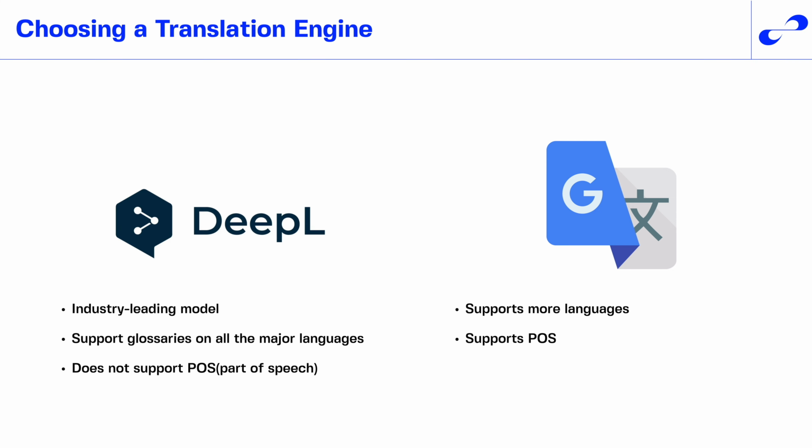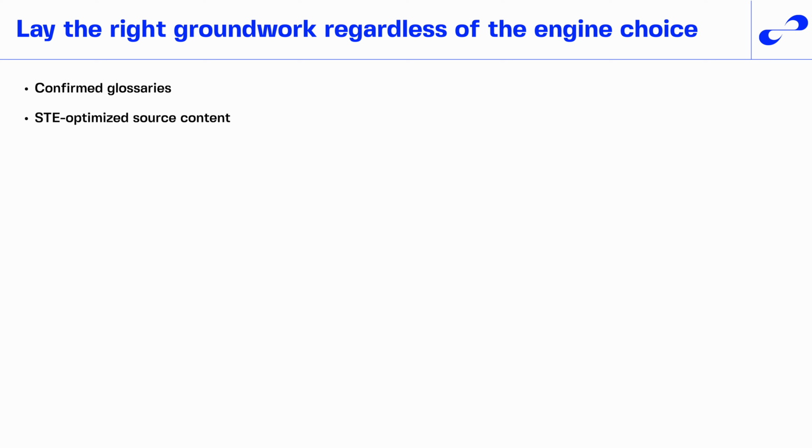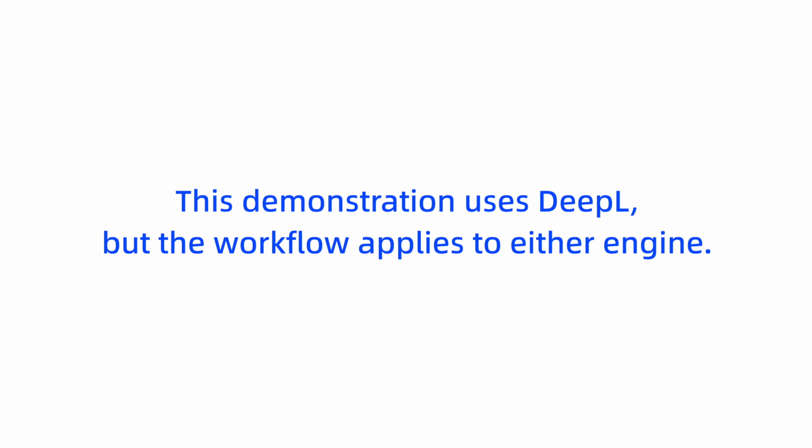Google is another major player in this field. It supports more languages. For example, it supports Croatian where DeepL doesn't, and it supports POS. Which should you choose? With thorough preparation, confirmed glossaries, and ST-optimized source content, either engine delivers high-quality results. The groundwork you laid in Part 1 compensates for engine-specific limitations. This demonstration uses DeepL, but the workflow applies to either engine.